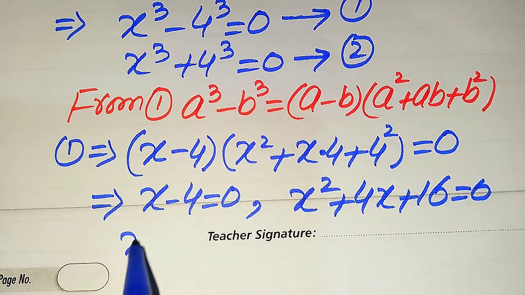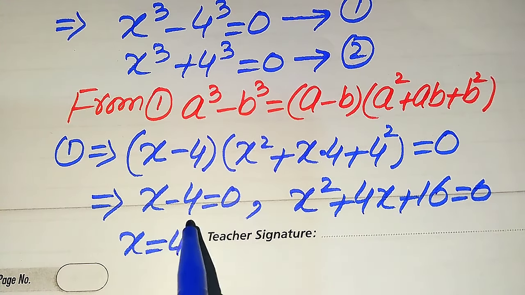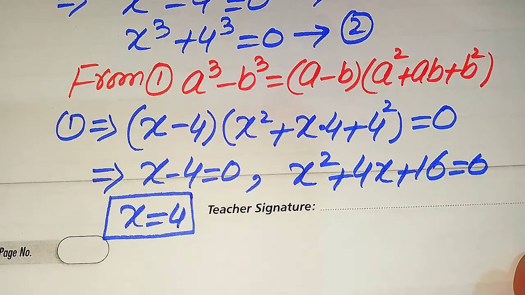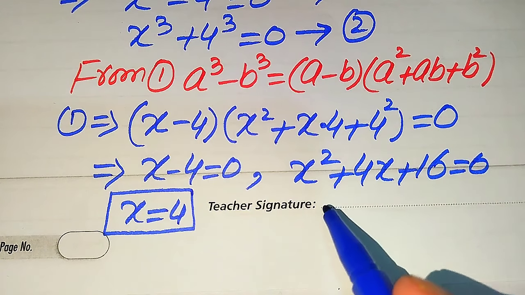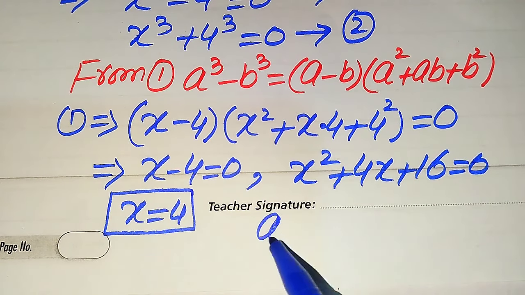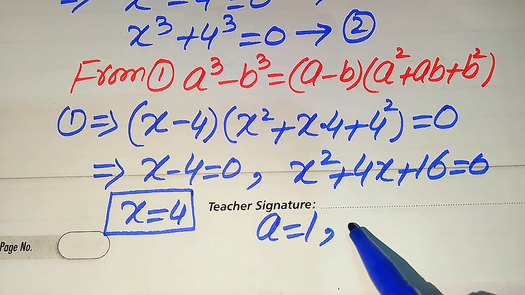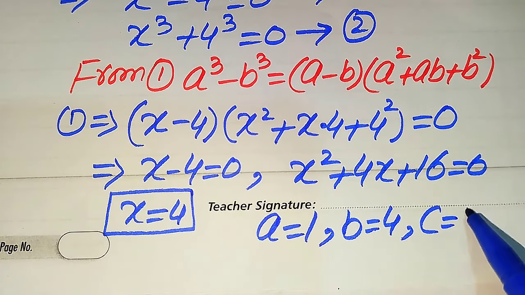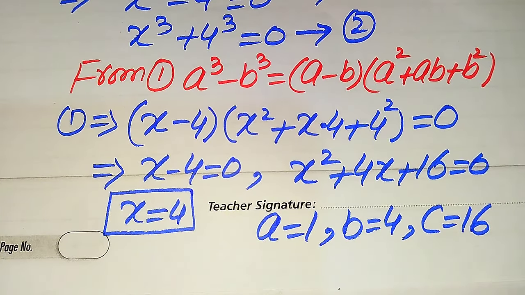So from here you get the first root of the given equation, and that is x equals 4. And you see here this is a quadratic equation, and here we use the quadratic formula to solve this equation. For this we write the coefficients of this equation, and its coefficients are a equals 1, b equals 4 and c equals 16.